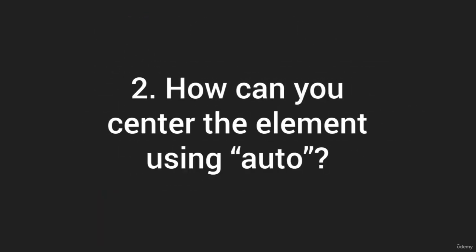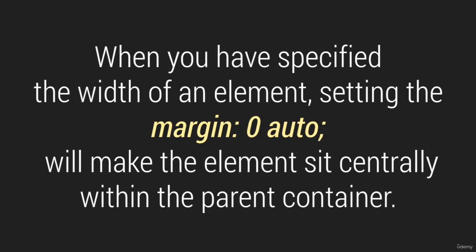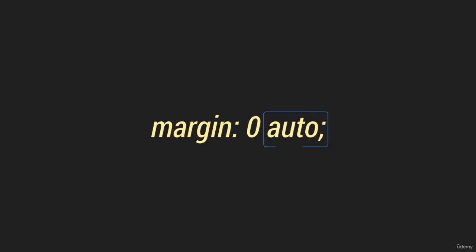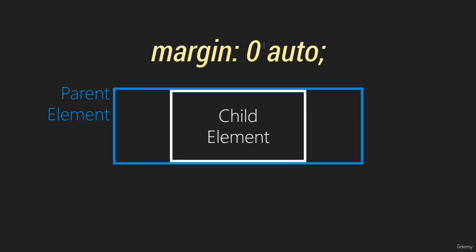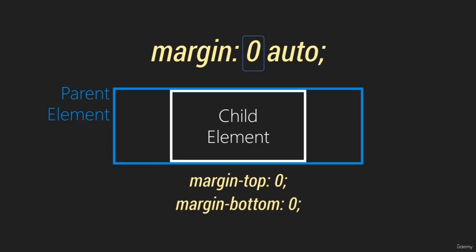Second question, how can you center the element using auto? When you have specified the width of an element, setting the margin as 0 and auto will make the element sit centrally within the parent container. Specifying auto as the second parameter basically tells the browser to automatically determine the left and right margins itself, which it does by setting them equally. It guarantees that the left and right margins will be set to the same size. The first parameter 0 indicates that the top and bottom margins will both be set to 0.